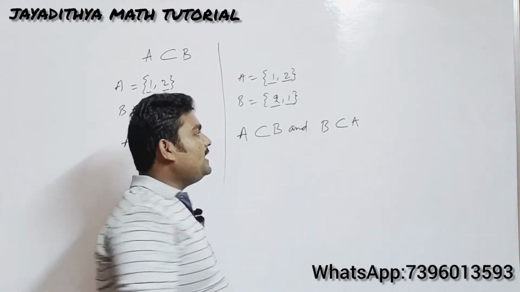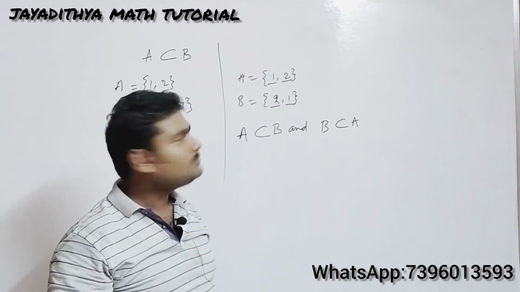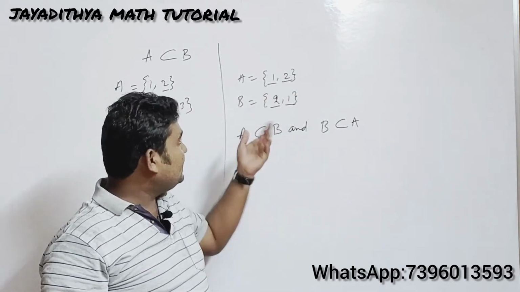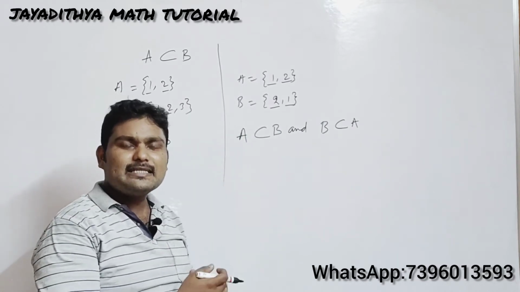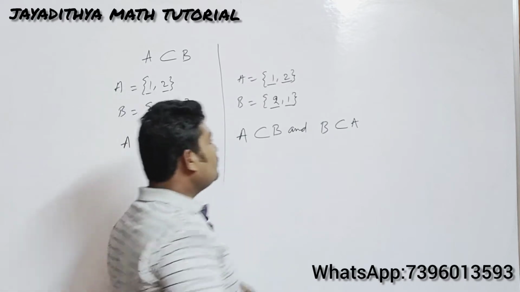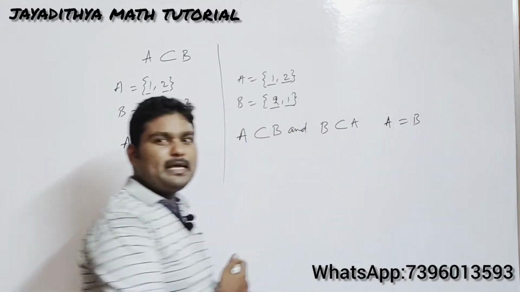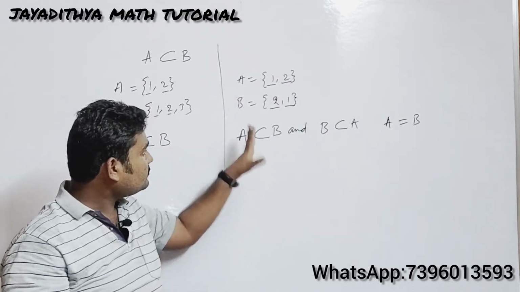A is subset of B and B is subset of A. So this is possible only when, so what kind of sets are these? Observe here, in the previous class we have discussed, if two sets are having same elements, then the sets are equal sets. So this is possible only when A is equal to B. It is possible only when A equals B. Clear? So this is the condition.